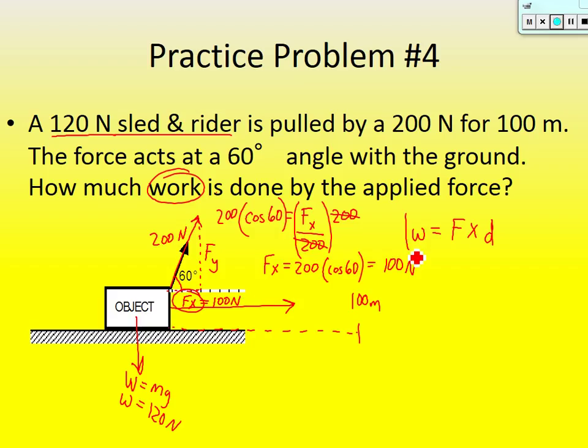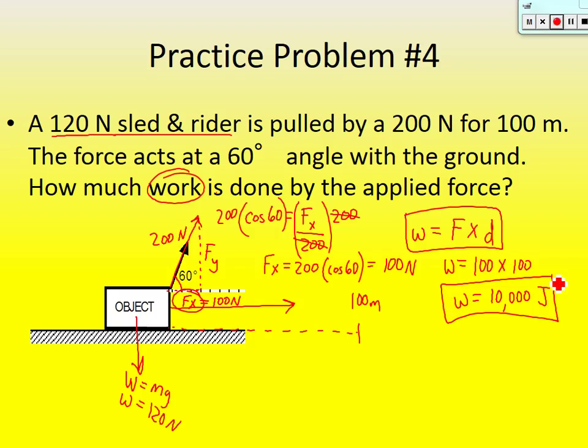When we come over here to my work equation, the force that we put in is going to be 100 times the distance that it moved, which was also 100. And so the work that was done was 10,000 joules, Newton meters, so joules. Hopefully that makes sense, guys. Always, if this force is at an angle, we're going to have to find the force that is parallel to the direction that it's moving. And that's how we calculate the work done.